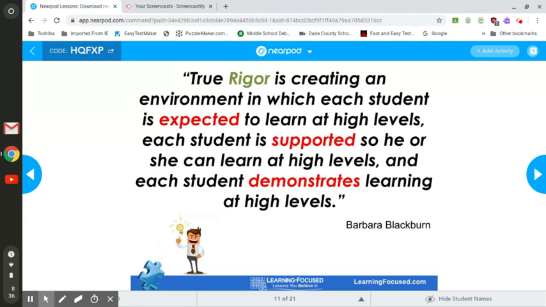It's not enough to just have a rigorous curriculum. The curriculum must be carried out with rigorous instruction and assessment. It's not enough to raise the bar without providing students with the support they need to work at high levels of challenge. And most importantly, true rigor is predicated on an unwavering belief that all students can and will perform at high levels.